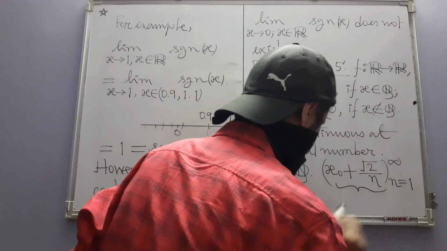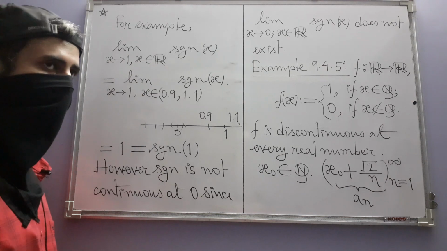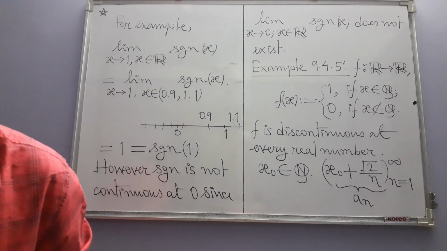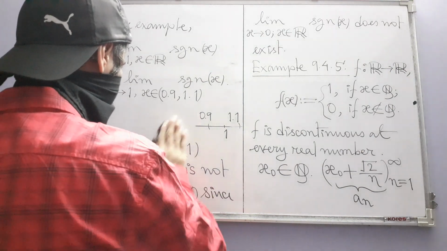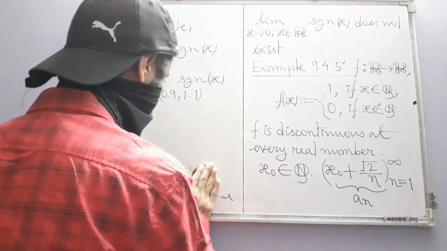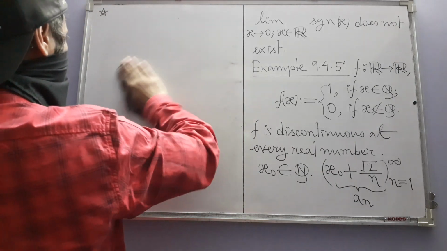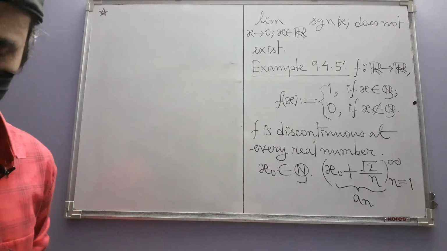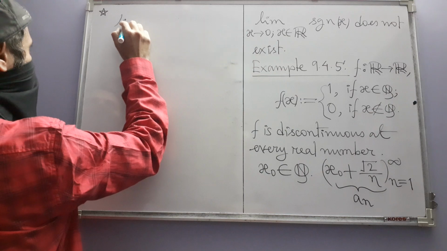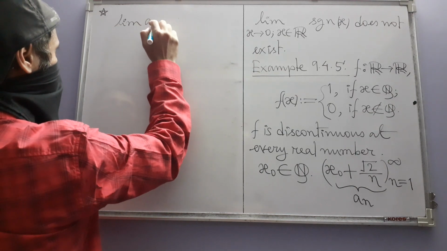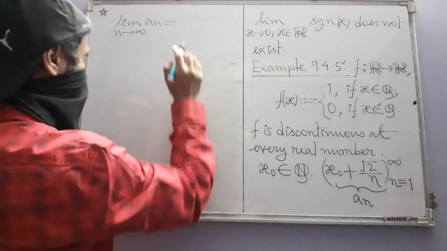So let us give some name also to this nth term. Say the sequence in general is denoted an. Now let us see what happens to the functional values of this sequence. So from this we have this fact: the limit of this sequence an is x naught.